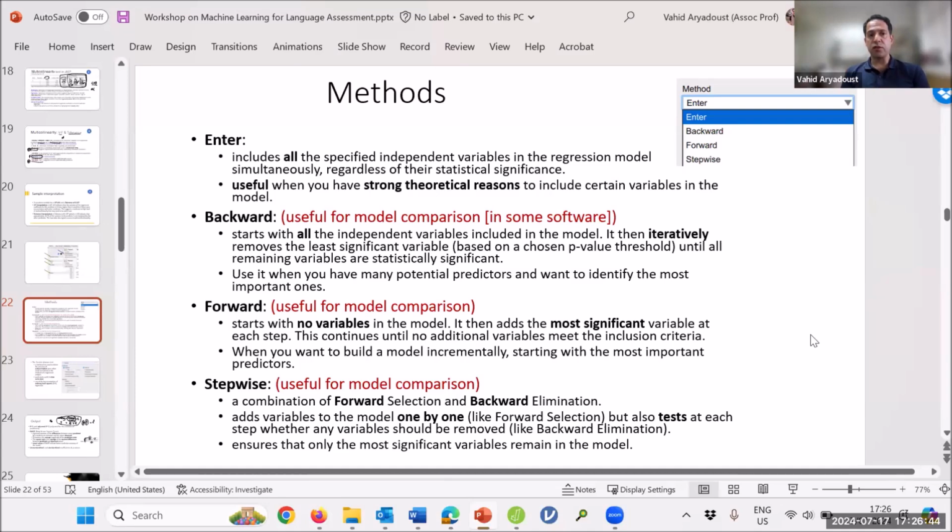Sometimes enter gives you the best R-squared value, but we need to use it only if you have a very strong theoretical justification. Sometimes stepwise gives you a better model. In my experience, stepwise has been useful with other data sets, but it turns out that in this data set, the enter method is giving us a better R-squared value. Nevertheless, one of the variables remains non-significant. So that's something that we need to take into account when you're doing analysis.